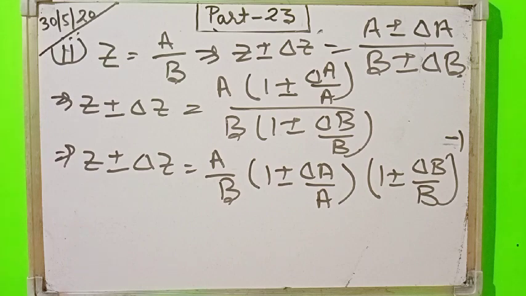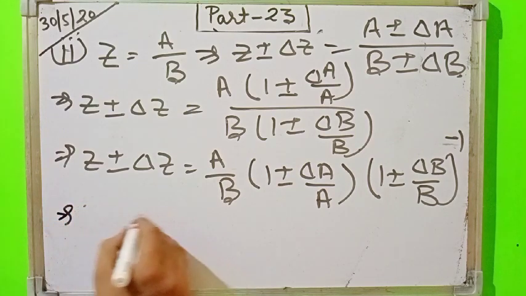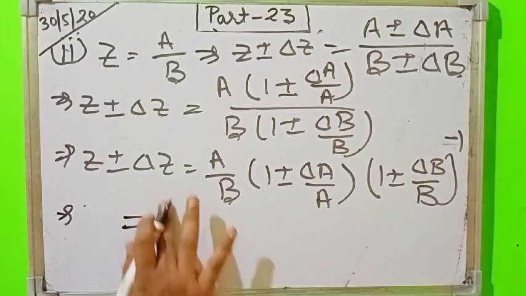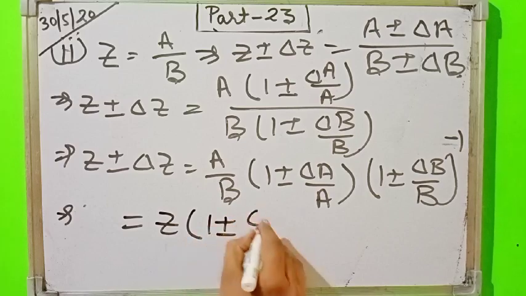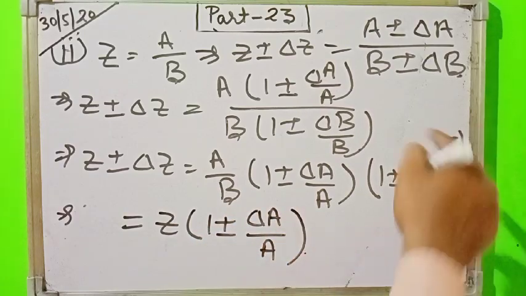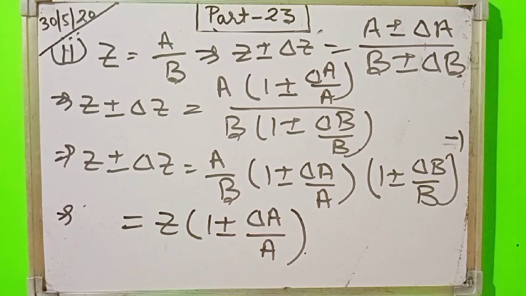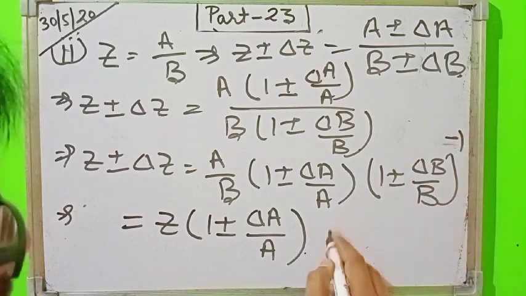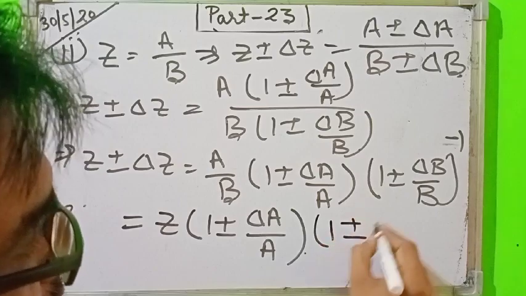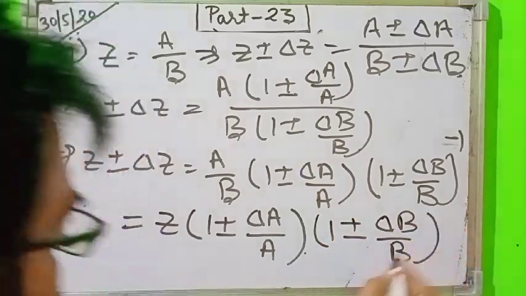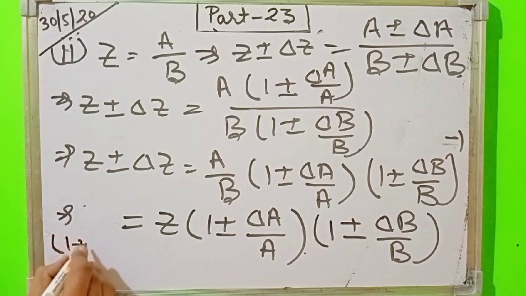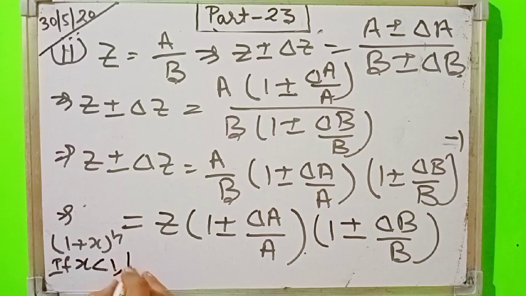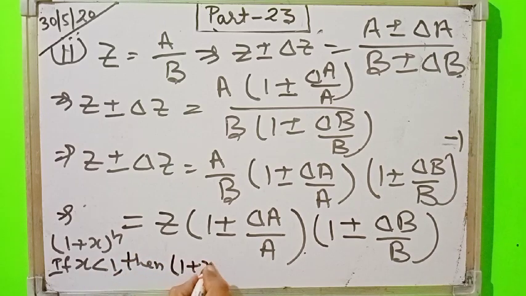And now it can be written as A upon B, which is Z, and it is equal to plus minus delta A upon A, and here we can apply the binomial theorem. I'm writing here and I will explain it. By applying the binomial theorem, this power is going to be multiplied here and it will become plus minus delta B upon B. What is the binomial theorem? Suppose 1 plus x to the power n, and if x is less than 1, then we can write it as 1 plus n into x.